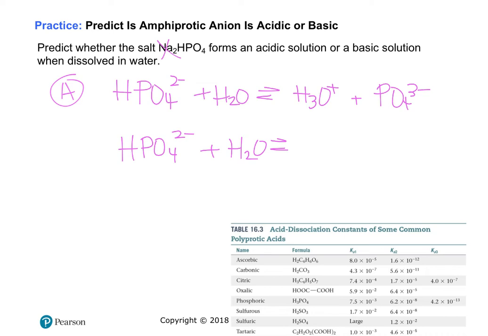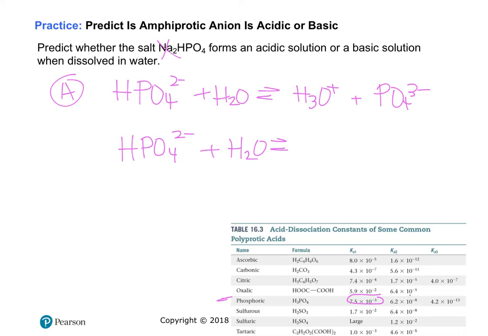Okay, so we want to look at phosphoric acid. Now, losing its first hydrogen, that's our Ka1. So that would be phosphoric acid going to dihydrogen phosphate. We don't have that here right now. We don't have phosphoric acid anywhere in this equation.